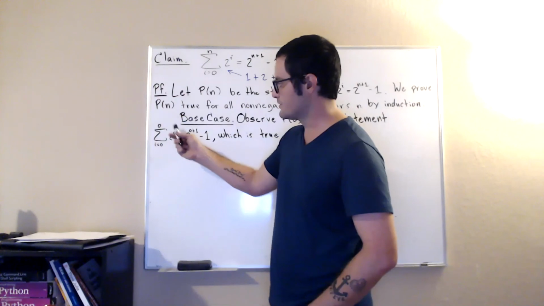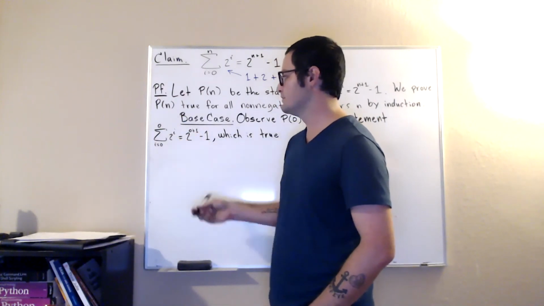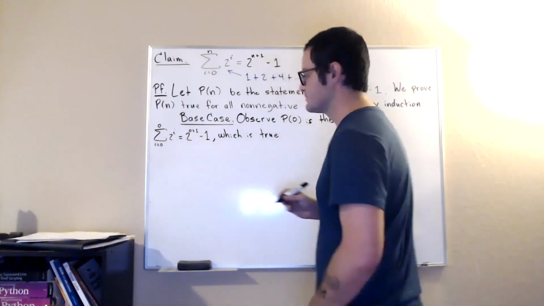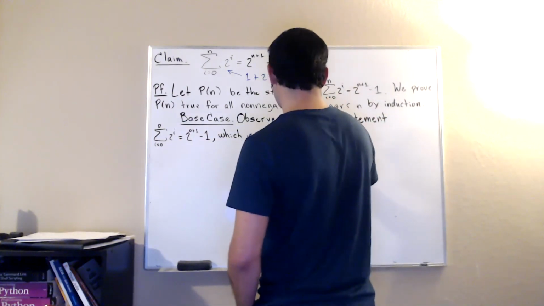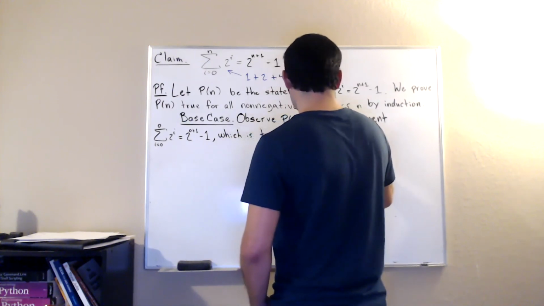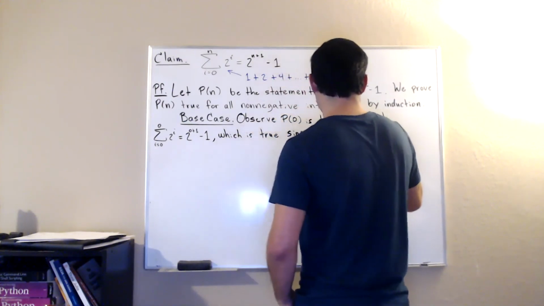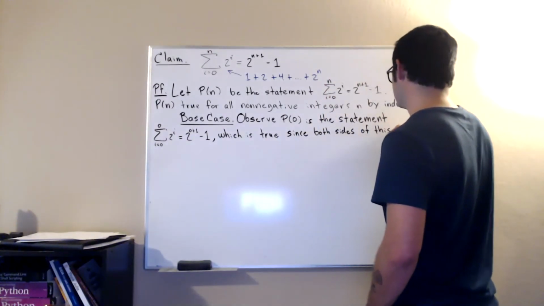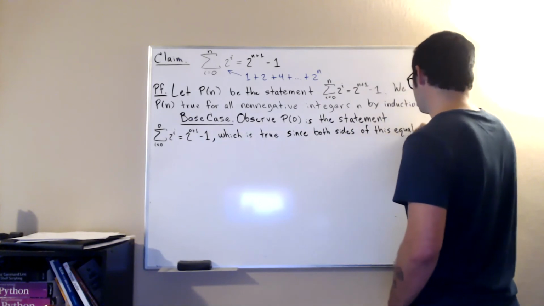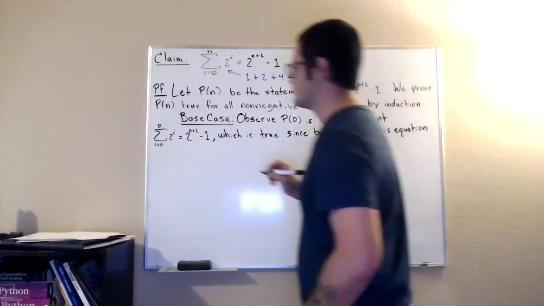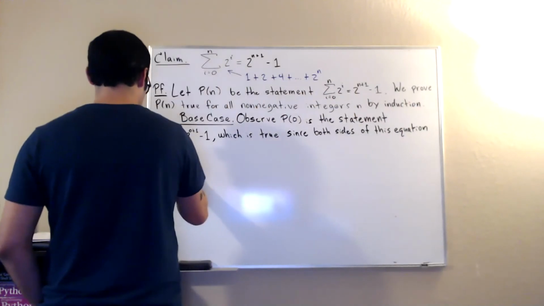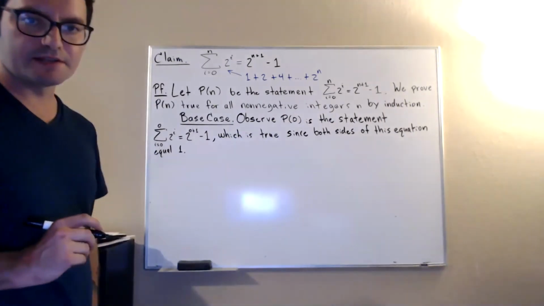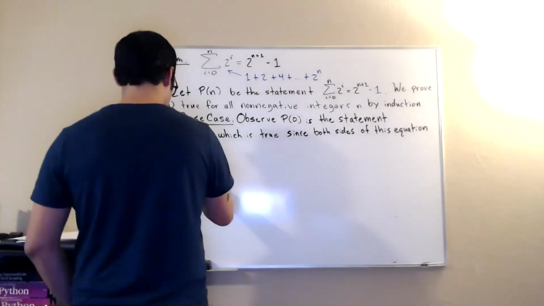Like 2 to the power 0 is 0. I mean, 2 to the power 0 is 1. 2 to the power 1 is just 2, and then minus 1 is 1. So both sides of that equation are 1. Okay, so that satisfies the base case. Now we move to our inductive step.